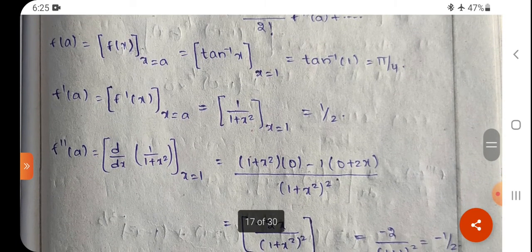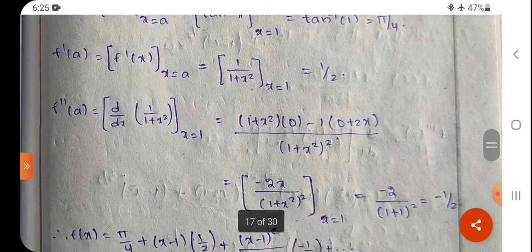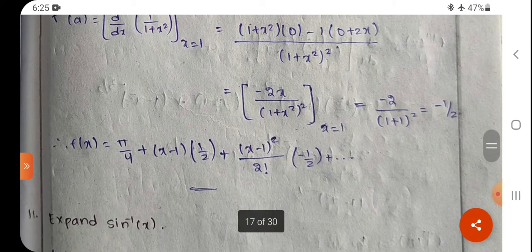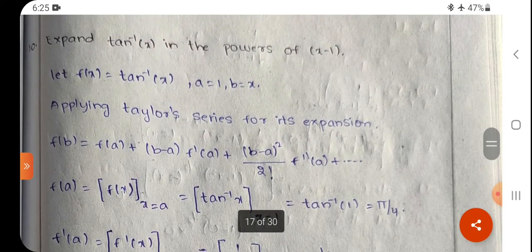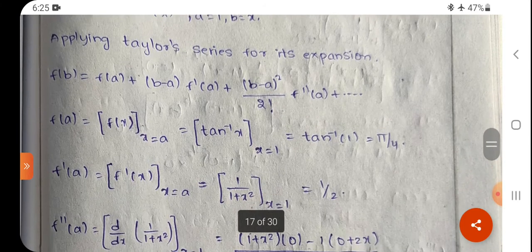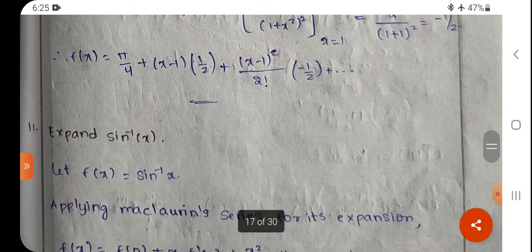Tan inverse, then directly that values are substituted. Here in powers of x minus 1 is given. So x minus something is there, that is nothing but your a point, and b always taken as x in Taylor series, and directly you can get your answer.